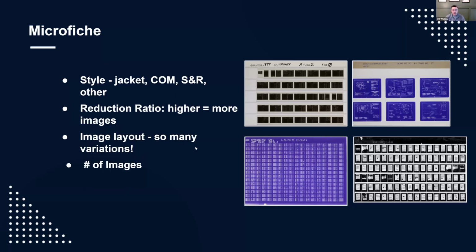All right. And then number of images: you have about 60 images on a jacket, up to about 6 images on 35 millimeter, up to about, call it, 300 images on COM, and then maybe 90 or so on step and repeat or oversized fiche.